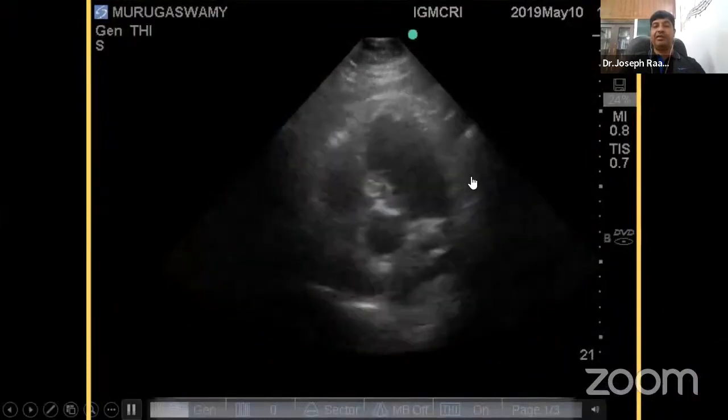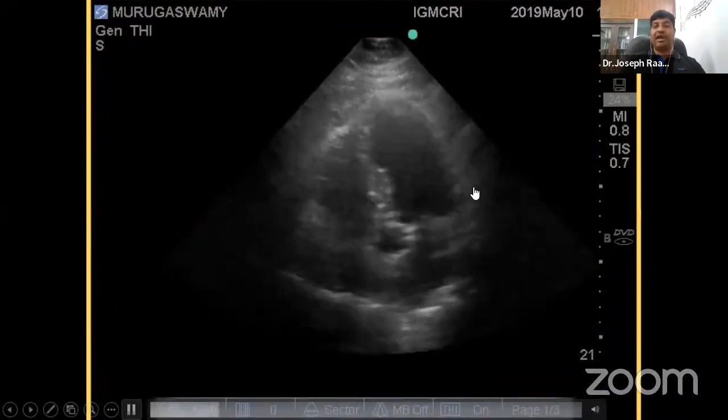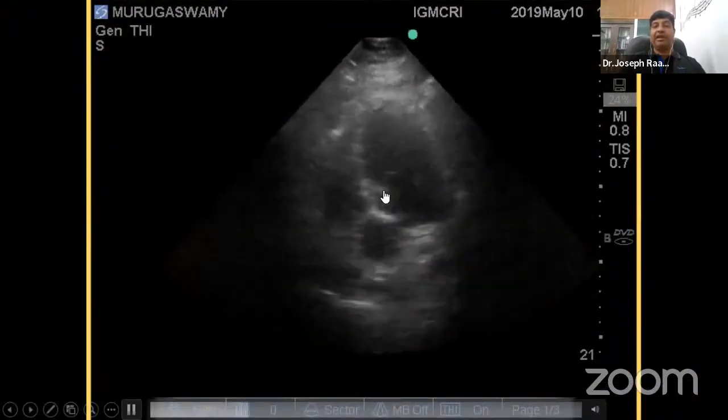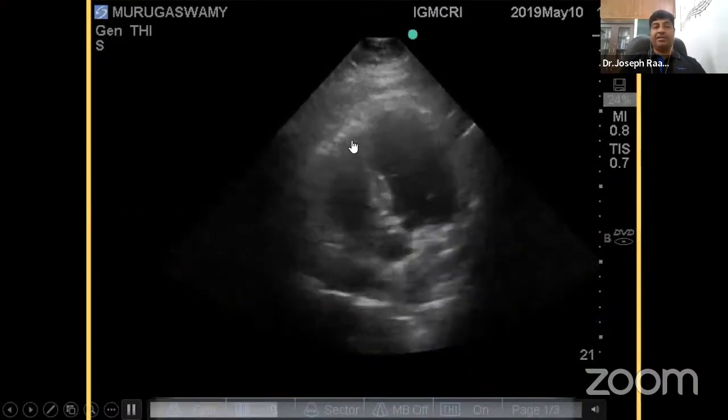This is again about the regional wall motion abnormality, where your lateral wall is moving reasonably well, but there is hardly any movement on the septum.